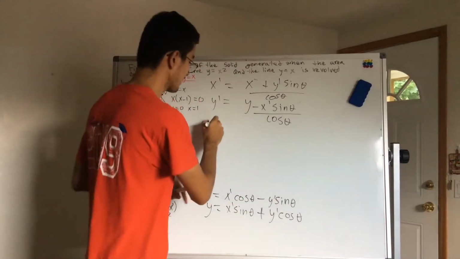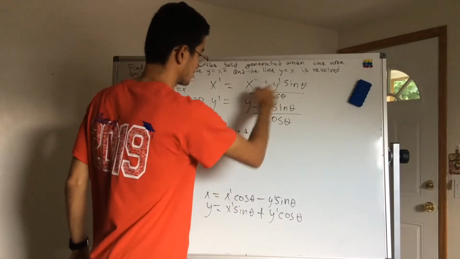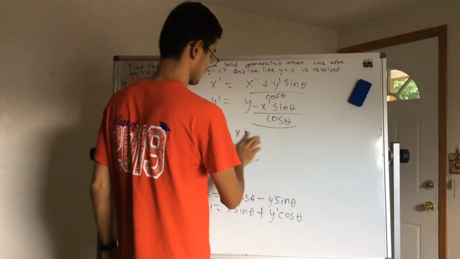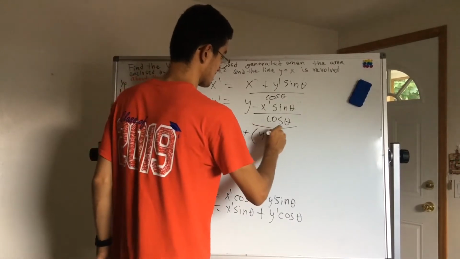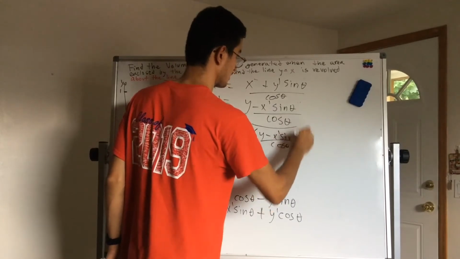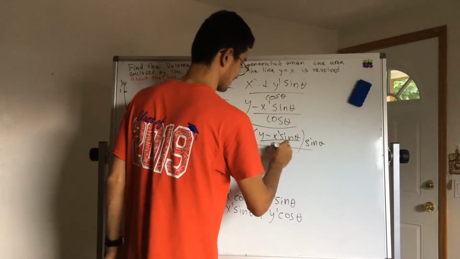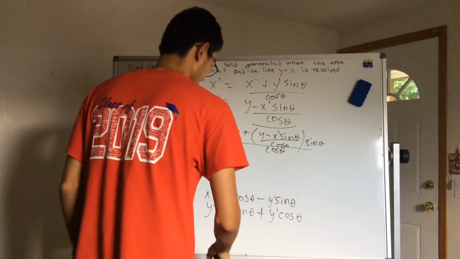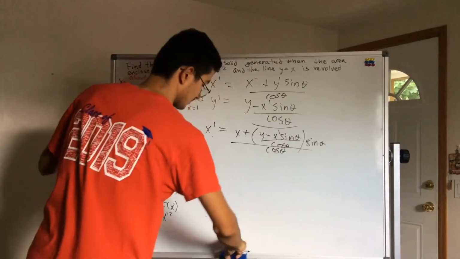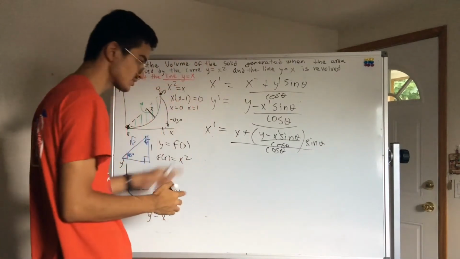So we can do x prime is equal to x plus y prime, which is this entire expression over here. So we have y minus x prime sine theta, all of that over cosine theta, times sine of theta, all of that divided by cosine theta. Okay, that's getting messy. And let's just erase this over here because we already know that in a different configuration over here. So let's just simplify a little bit because I don't like how that looks.